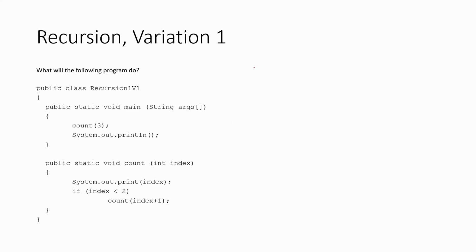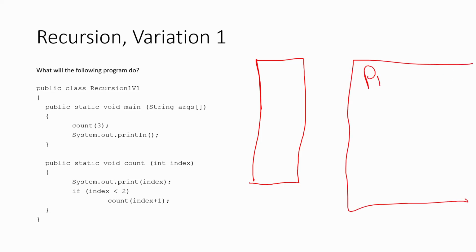Same one, different numbers. So I'm going to visualize my stack. Here's my stack. I'm going to make myself a big stack so I have room. And then this is my print lines. So this is what we're going to be printing. So first thing on the stack, main. Okay, count 3 goes. Okay, so down here, we print out a 3. Is 3 less than 2? No. So count 3 goes off the stack, go back up, new line, main goes off the stack.